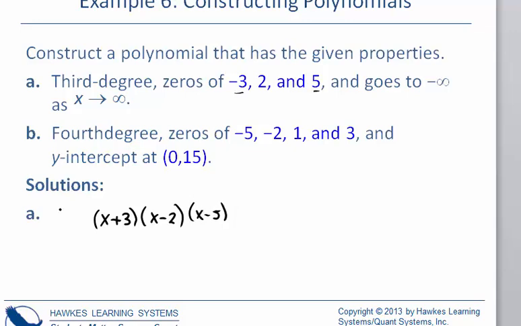Now, this will be a third degree polynomial because when I multiply it out, my highest power is going to be x to the third. Look at this and we'll multiply it out on the next screen, but just multiplying those first terms together tells you that the first term is going to be x cubed, and then you're going to have some other terms to follow. So we have the third degree, we have the zeros taken care of. Let's look at this idea about the function going to negative infinity as x approaches infinity.